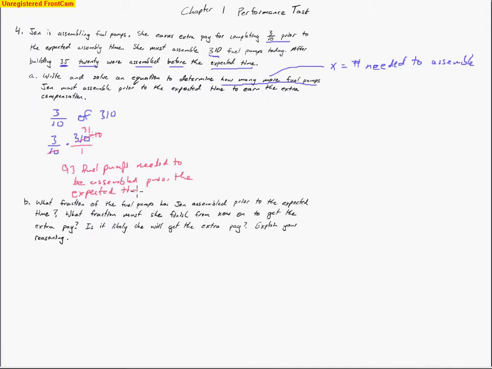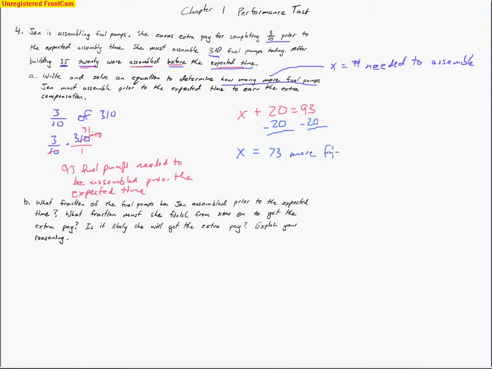Alright, so from this point we want to find out how many more she needs. Well, let's take that 93 and set it equal to how many she's already done, 20. She's already completed 20 prior to the expected time. And so we also have to add on how many more she's going to need. So x is going to be how many more she needs. From this point, all we have to do is solve. So I'll subtract the 20 from both sides. And so it's going to leave me with x equals 73.